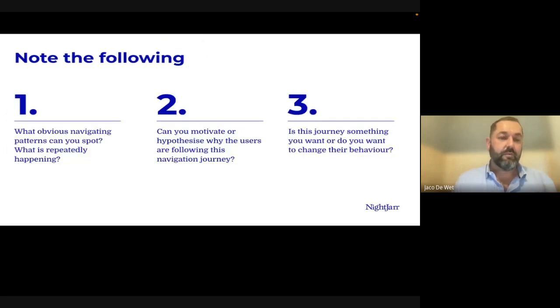So just to look back, look at what are the obvious navigation patterns you can spot, what is repeatedly happening, and try and get a sense of what's actually occurring on your website. Can you motivate or hypothesize why the users are following a navigation journey? Like, what's the reason for them dropping off on this particular page? Try to be a bit more self-aware in terms of your website. And is the journey something that you want? In other words, the pattern that you're noticing, is it something that you want, or is it something that you want to change the behavior of? Is it something you want to channel them slightly differently? And that will help you to define what your next steps might be.